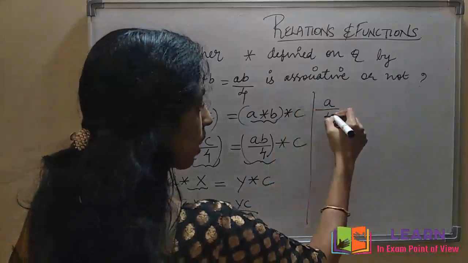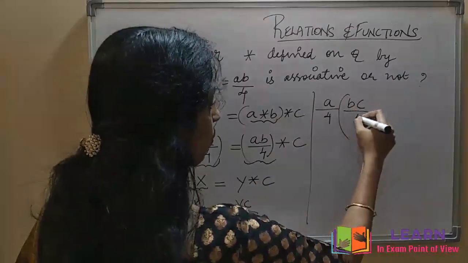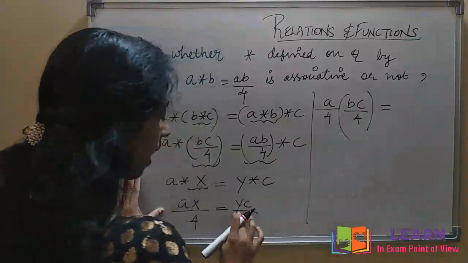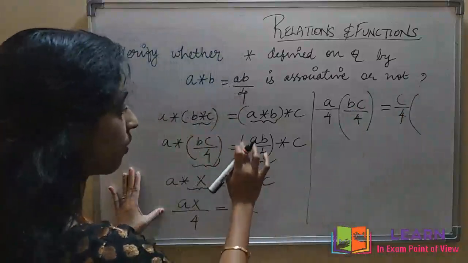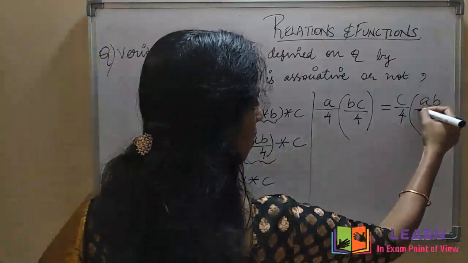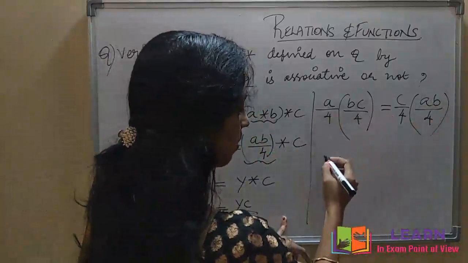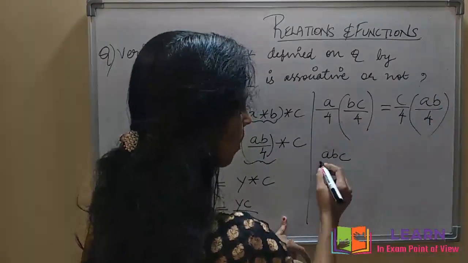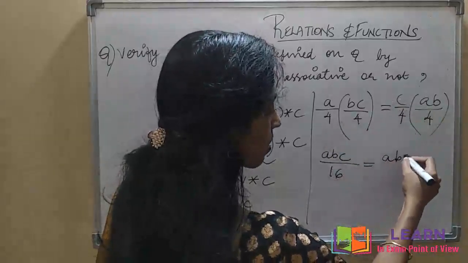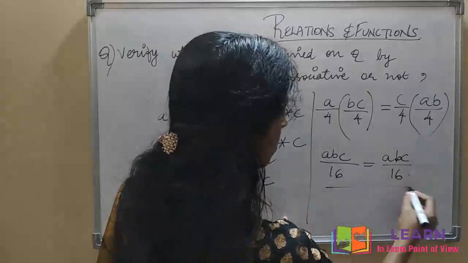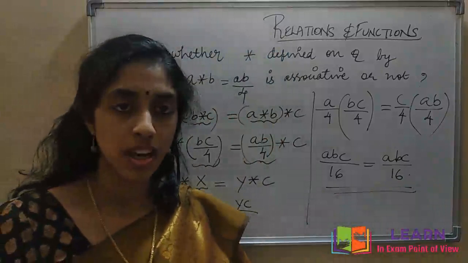So a by 4 you can take outside. In the place of X we have to substitute bc by 4. Here again c by 4 is a constant, just take it outside. Y we have to substitute ab by 4. So multiplying the terms, we will get abc in the numerator and 16 in the denominator. Here also on multiplying you will get abc by 16. That means LHS is equal to RHS. That means it is associative.